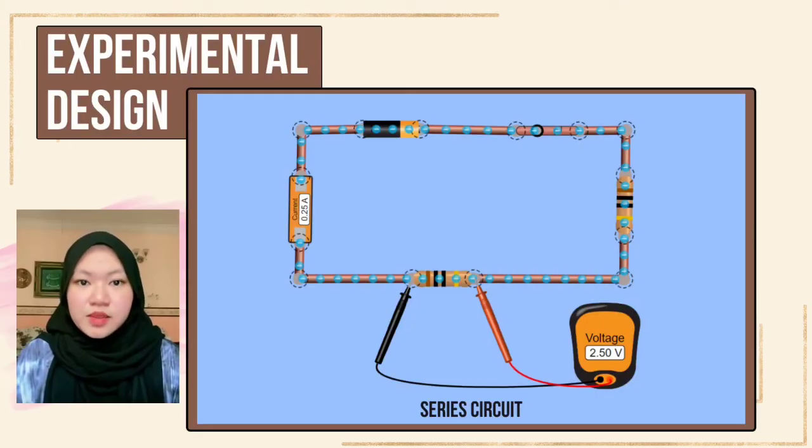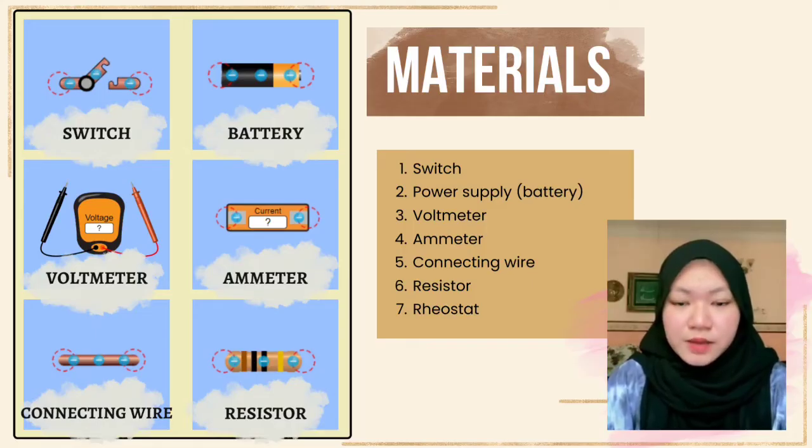Next, for the experimental design, this is a series circuit that was set up for this experiment. The materials that have been used in this experiment are switch, voltmeter, ammeter, connecting wires, power supply, which is a battery, a resistor, and another resistor used as a rheostat.